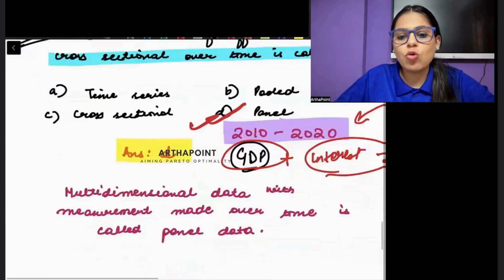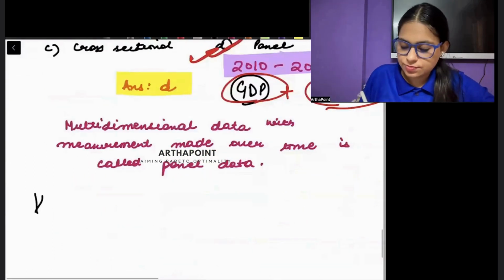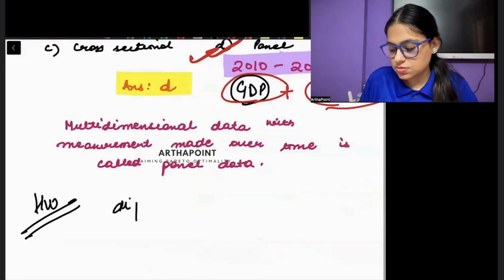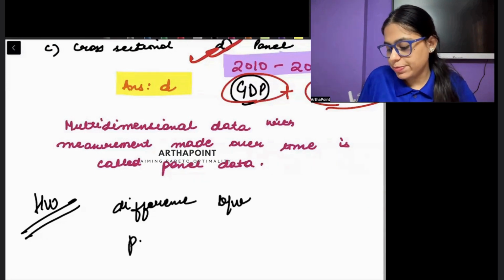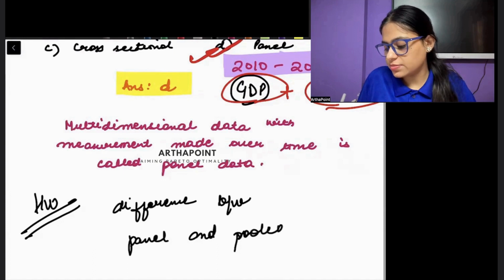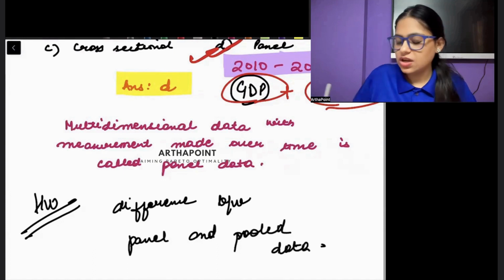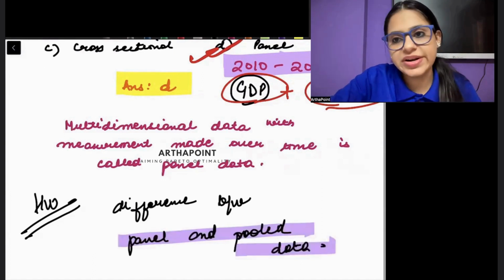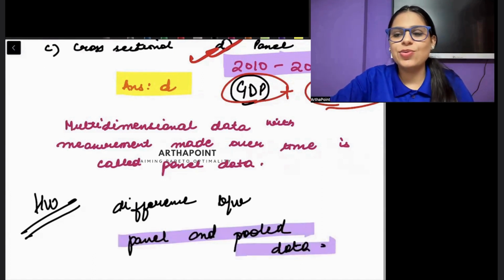ठीक है बेटा? बेटा homework. You will tell me the difference between panel and pooled data. So you need to tell me what is the difference between panel and pooled data set. Okay, beta? Okay, thank you.